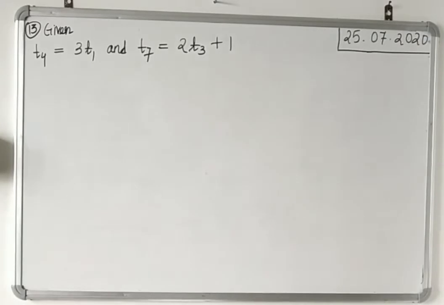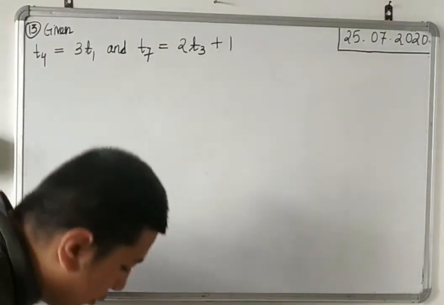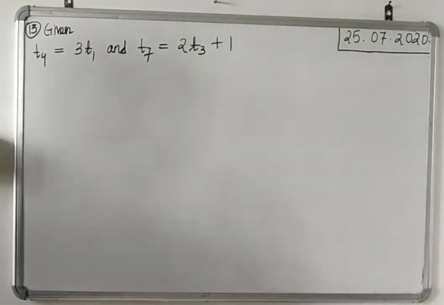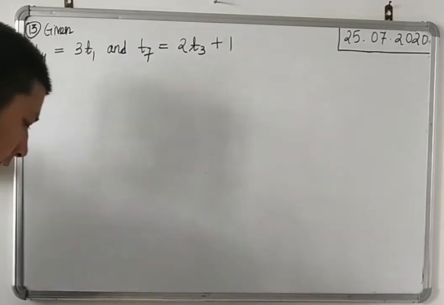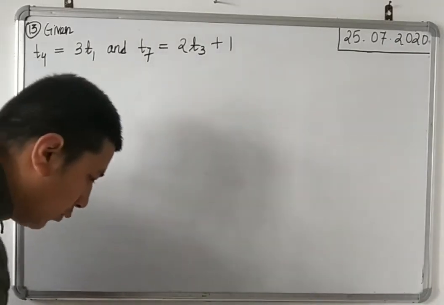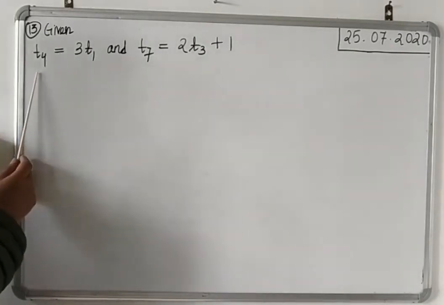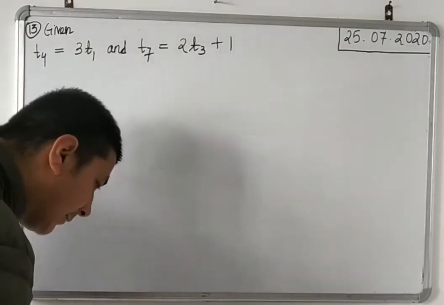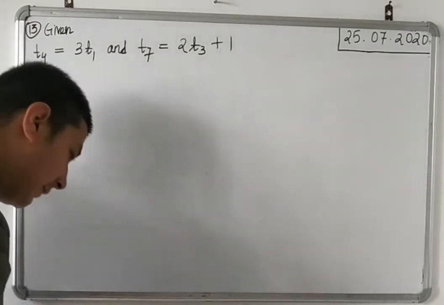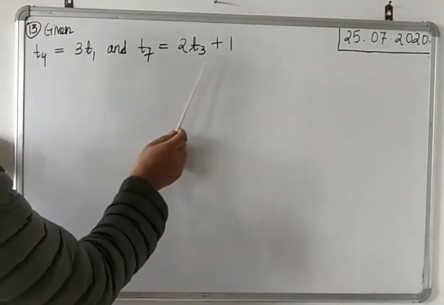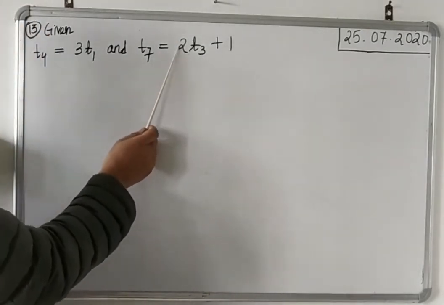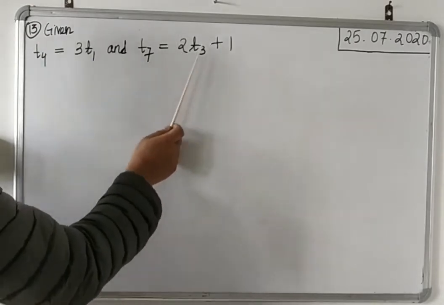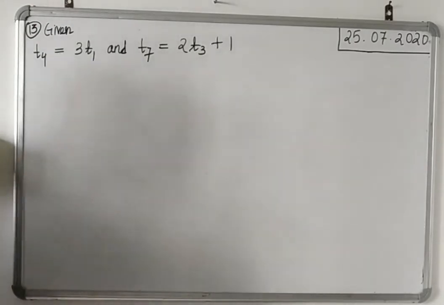Alright, let us proceed now. We now move to question number 13. Read the question. The fourth term of an AP is equal to 3 times its first term, and the seventh term exceeds twice the third term by 1. The seventh term is twice the third term plus 1. We need to find the first term and the common difference.